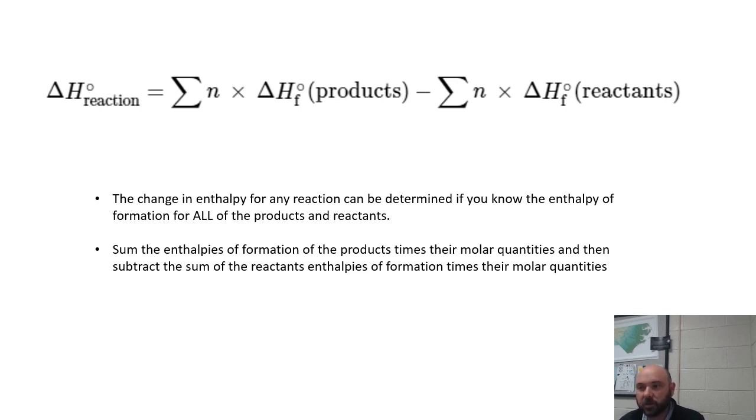All this equation says is you add up all of the enthalpies of formation of the products multiplied by their respective molar quantities, and then you subtract from that all of the enthalpies of formation of the reactants times their respective molar quantities. We will look at a few of those examples on the next slide.